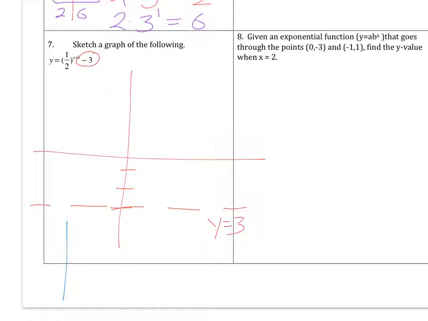And again, then I might do this as a table. I like choosing a number that makes the top equal to 0. So that's going to be negative 1. And we get 1/2 to the 0, which is 1, minus 3 is negative 2. So negative 1, negative 2 is going to be a point.